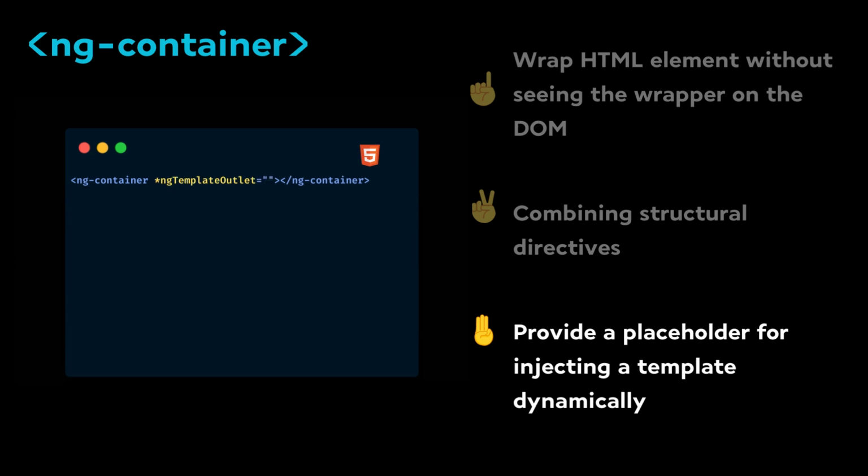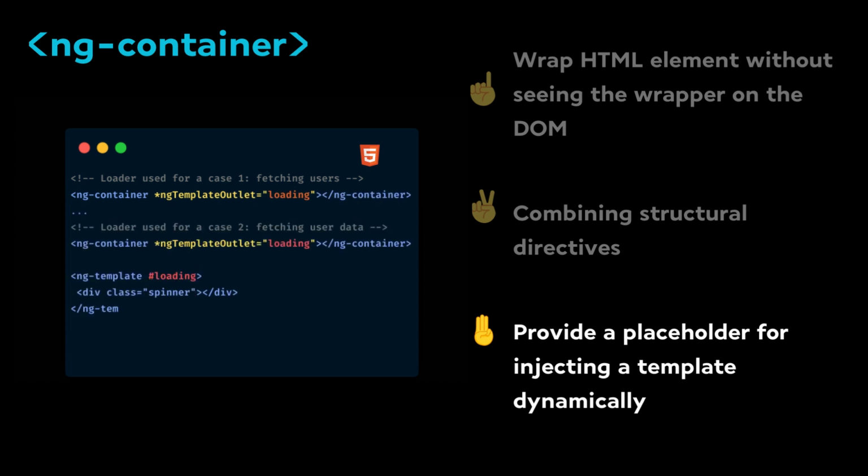The ngTemplateOutlet directive is super useful when using a template in multiple places and we don't want to repeat ourselves. A loader is a perfect example. I want to show a loader when fetching all users, and I want to show the loader again when we click on a user to retrieve its data or orders or whatever you want. As you can see, the loader template is not repeated thanks to ngTemplateOutlet. We reuse the loading template without duplicating it everywhere we need a loader.